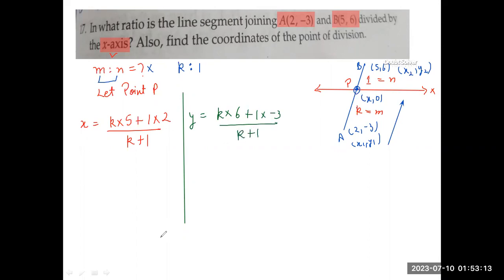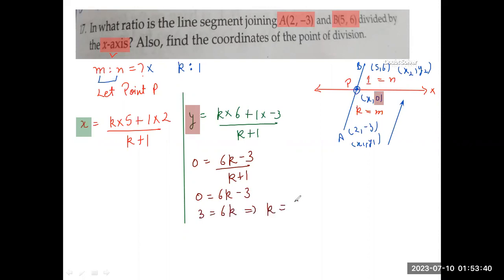So from here, we are aware that we don't have any value for X, but for Y we have the value 0. So I can substitute that value. 0 equals 6K minus 3 over K plus 1. When I do the cross multiplication, I get 0 equals 6K minus 3. Or I can write 3 equals 6K. Or K equals 3 by 6. From here, I got K is 1 by 2. So, K is 1 by 2.